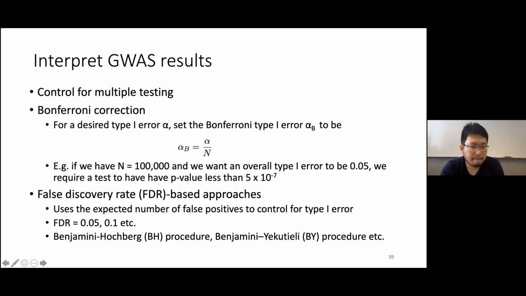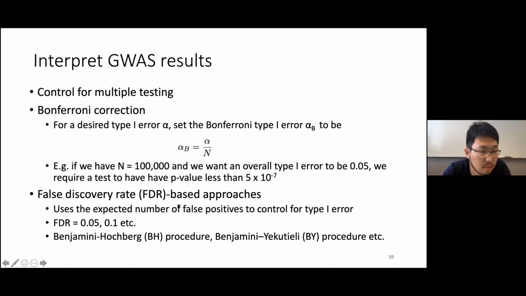And the alternative way to do this is false discovery rate. There are multiple ways to do this. There's the BH procedure and BY procedure, and a lot of variants. The common cutoffs for FDR are 0.05 and 0.1. We're not going to go into the details of how FDR is calculated, because it's a little bit less intuitive than the Bonferroni correction. But these are the ways to address multiple testing problems.